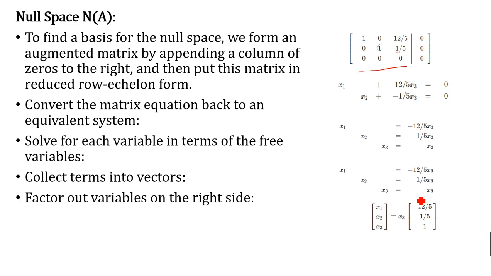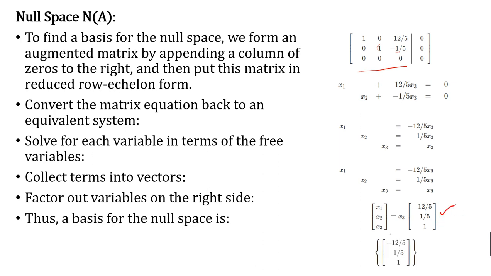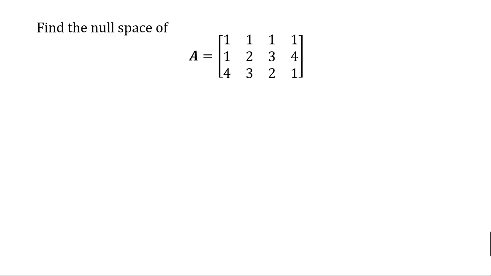So from that vector, take x3 common. It is x3 here, so this is written. Then what could be the answer for the null space? Basis for the null space. So this is the answer here: minus 12 by 5, 1 by 5 and 1. This is the answer for the basis for the null space of the given matrix A. This is the procedure.